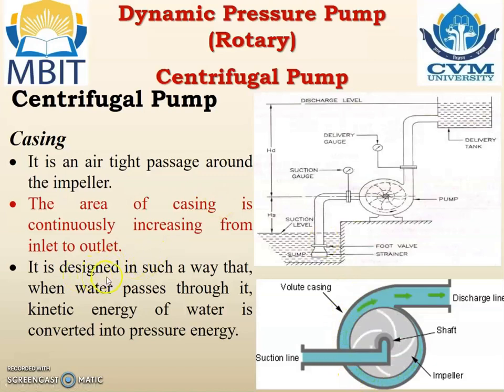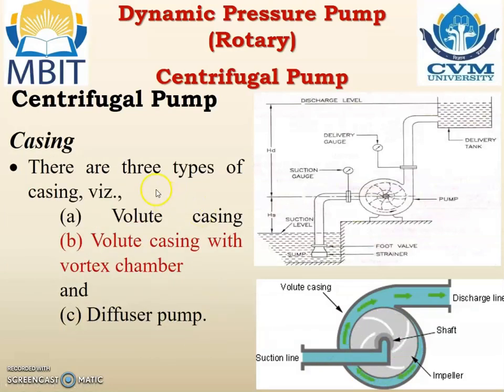It is designed in such a way that when water passes through the continuously increasing area, kinetic energy, that is the velocity of water, is converted into pressure energy. So the function of the casing is to convert the kinetic energy of water into the pressure energy of water. There are three types of casings: volute casing, vortex chamber casing, and diffuser pump.